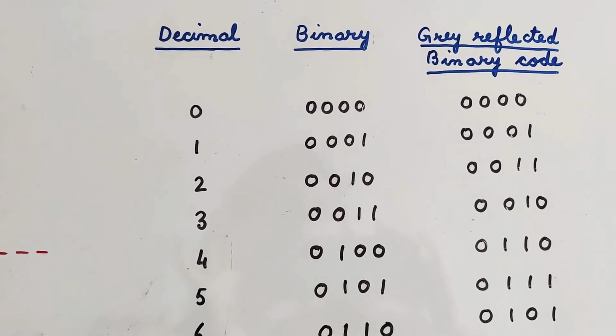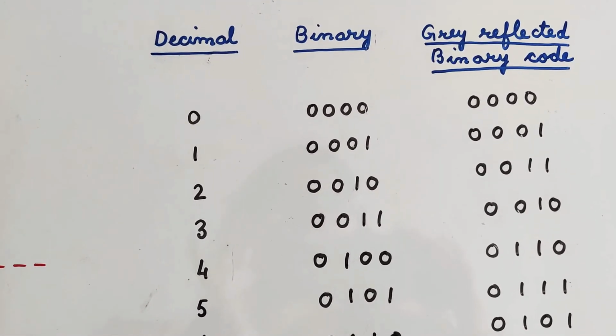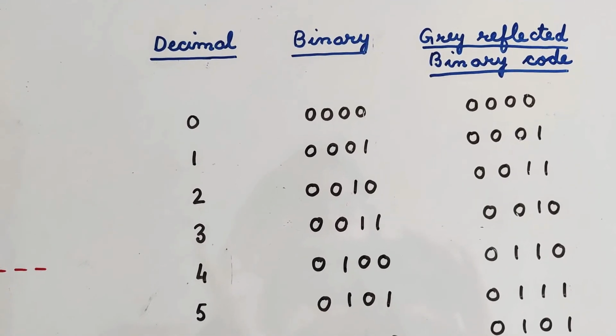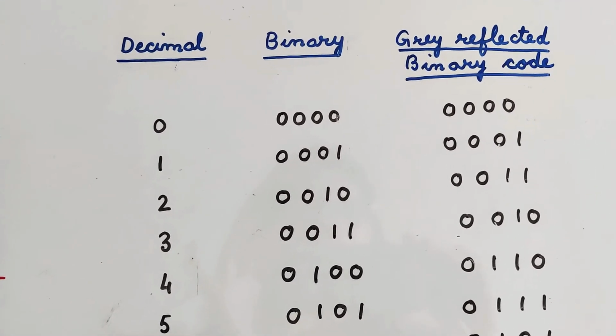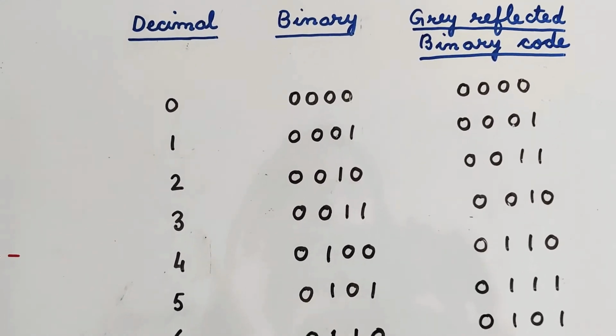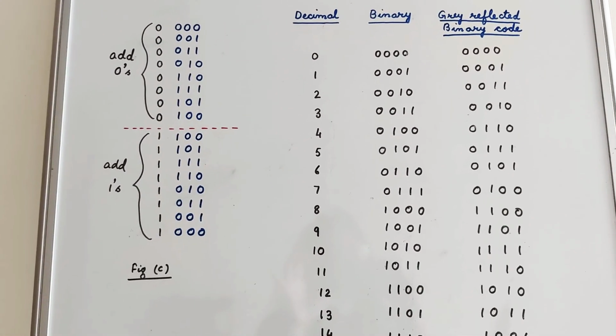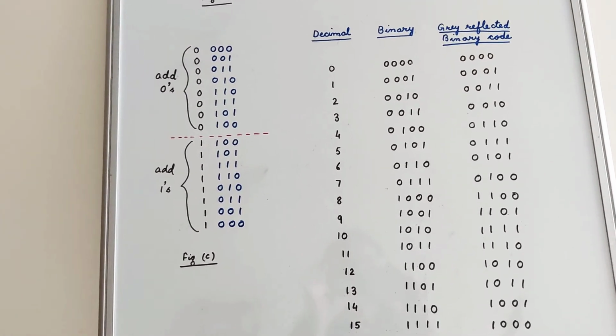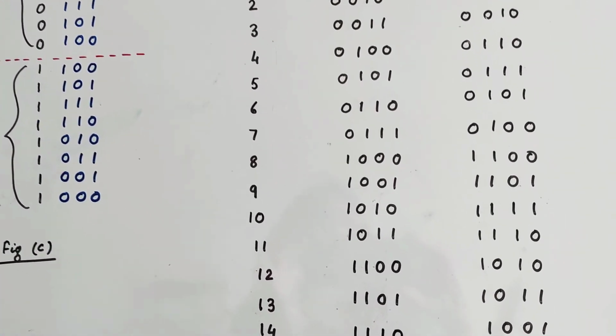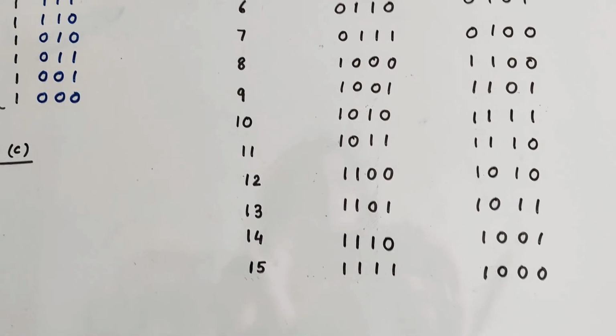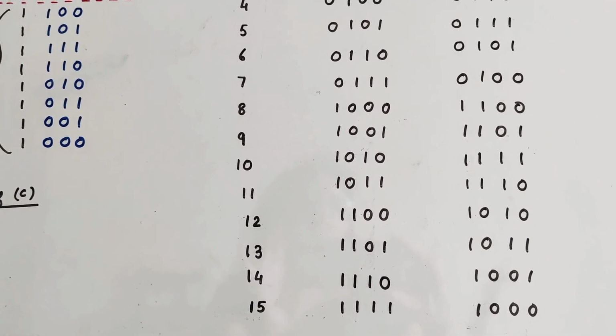So this is why it is important to know about gray reflected binary code. I hope this is clear. So this is the binary number representation of the next number systems.